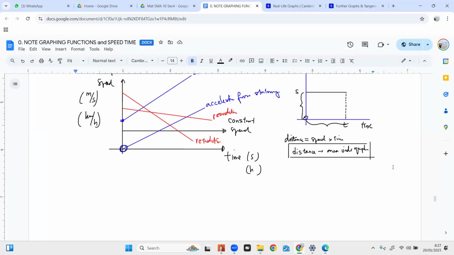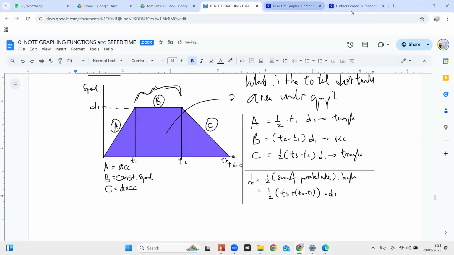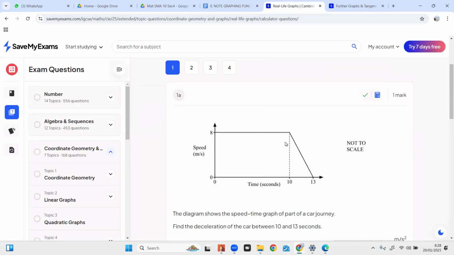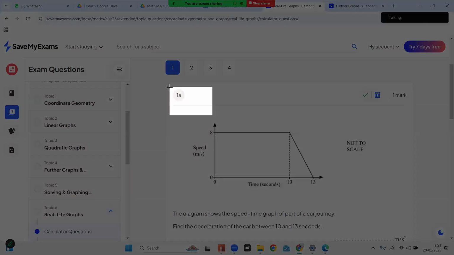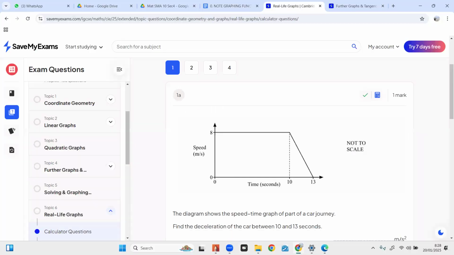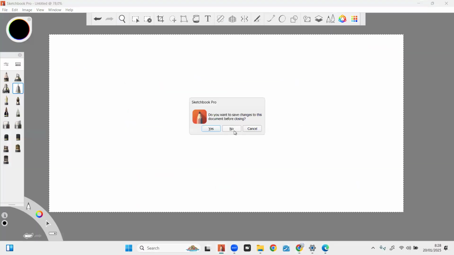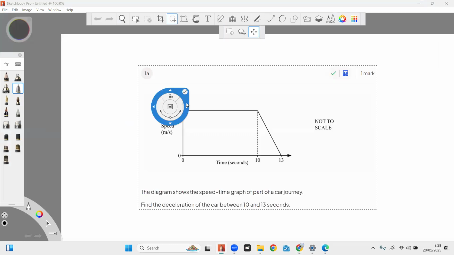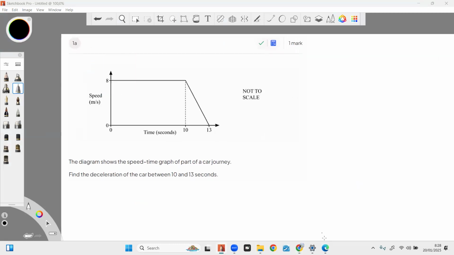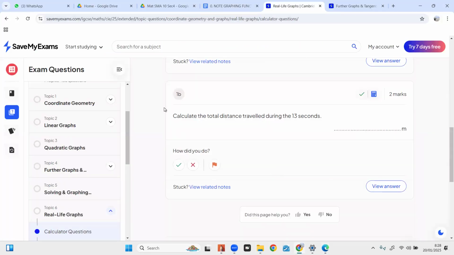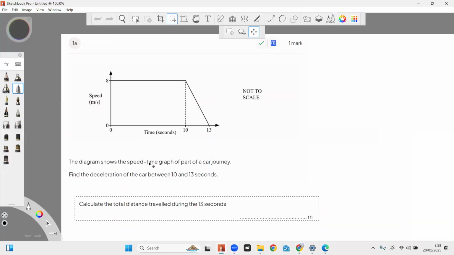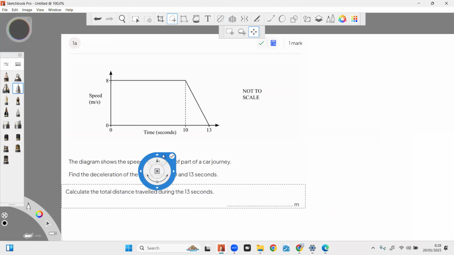So let's go for the questions. I have some questions about this real life graph. If you look at the Save My Exams topic, it has the real life graph. Okay, let's see. The question is more complicated than what I expected, but I don't think it is quite hard. It's not too hard to understand. Okay, let's see. Can you guys focus? Question A and question B here.